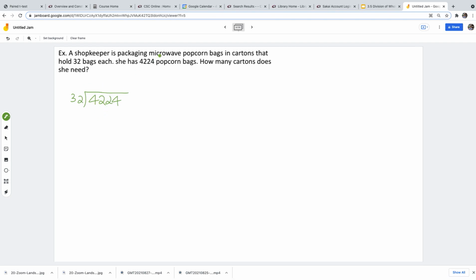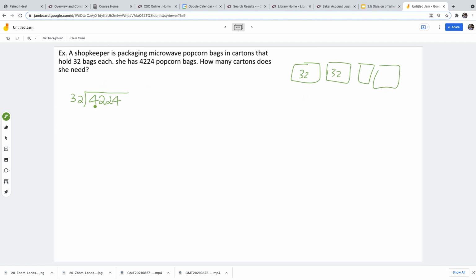So we are dividing 4,224 popcorn bags by 32 because it says you have a carton, and in one carton you're going to put 32 bags. And you're going to have a second carton and you're going to put 32 bags of the popcorn. But you have a total of 4,224 popcorn bags. So you need to put all of that into cartons and you're going to find out how many cartons you need, right? So you are doing 4,224 divided by 32 to find out how many of these cartons you have.